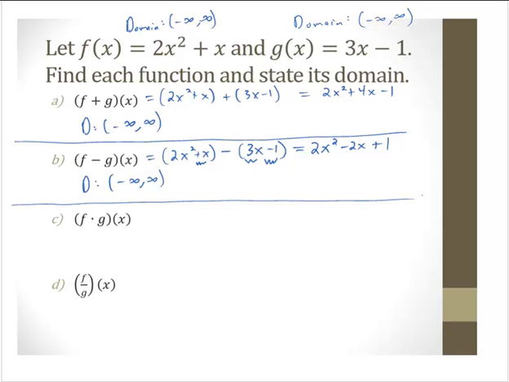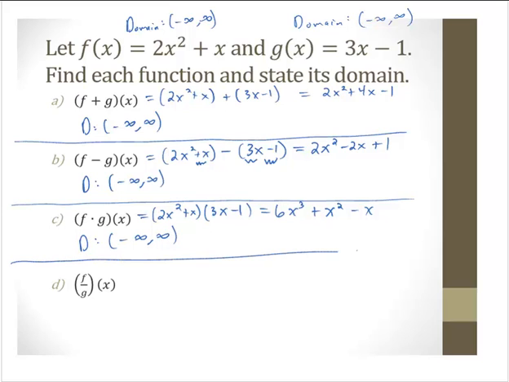The product of f and g is 2x squared plus x times 3x minus 1. And if you remember the FOIL concept, this would give us 6x cubed. Let's see, we'd have an outer term of minus 2x squared and an inner term of plus 3x squared, so that would be a plus x squared. And then we would have a last term of minus x. For the product, the domain is simply whatever is in the domains of f and g. So again, the domain is negative infinity to infinity.